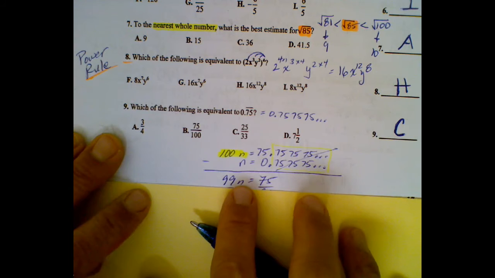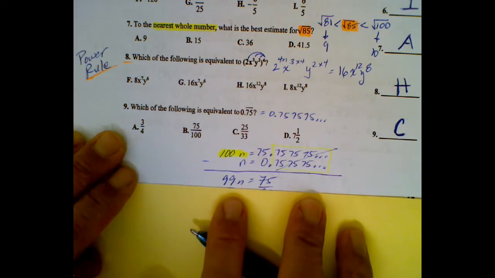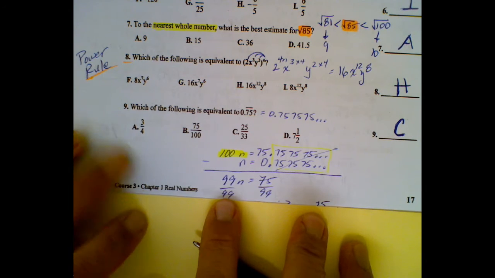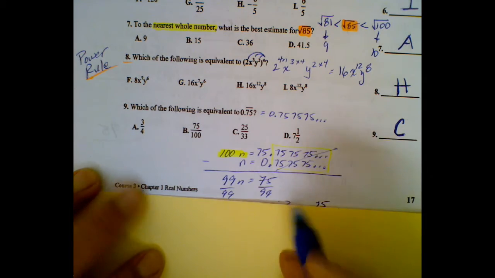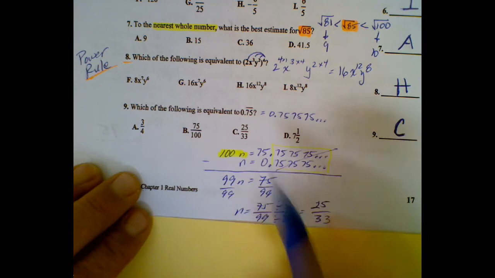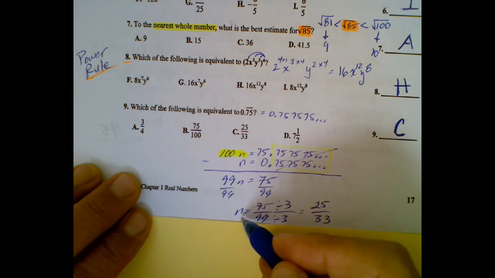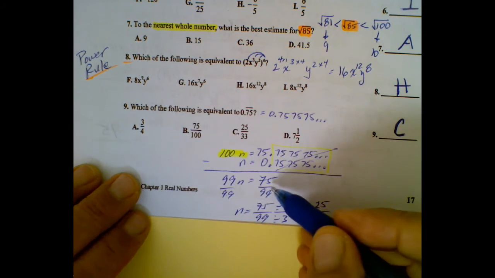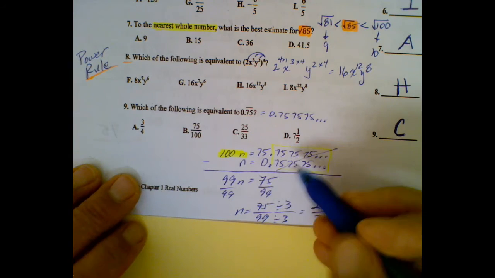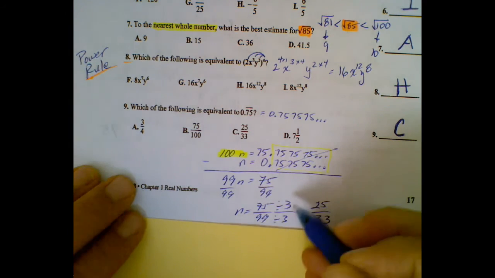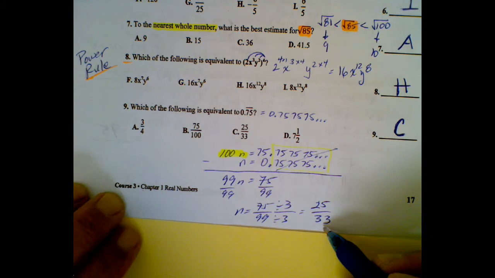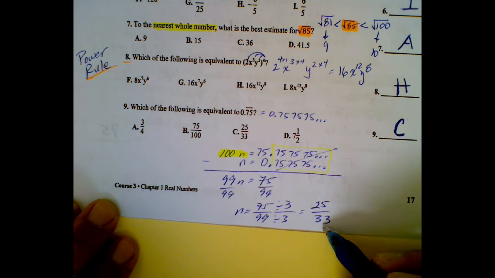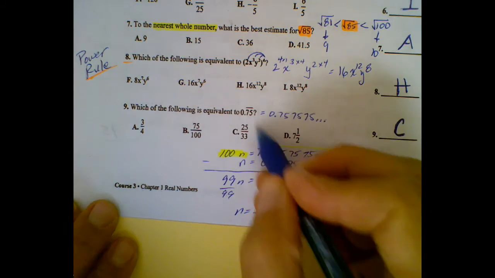Well, since I'm multiplying the variable by 99, I'm going to have to divide the variable by 99, both sides. So I'm left with, on the left side, 99 divided by 99 is 1. 1 times n is n. On the right side, I have 75 over 99. And I can divide both of those by 3. So I'm left with 25 over 33. And lo and behold, 25 over 33. Correct answer C.